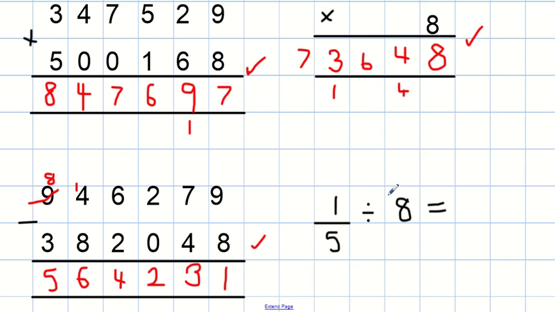Okay, so our final question this morning is a fraction divided by a whole number. So we've got 1/5 divided by 8. Now when we do this, you'll remember that actually we're thinking about this as a multiplication. Okay, now our numerator, that top number, stays the same, and then we have to do the denominator multiplied by the whole number, and 5 times 8 is 40.